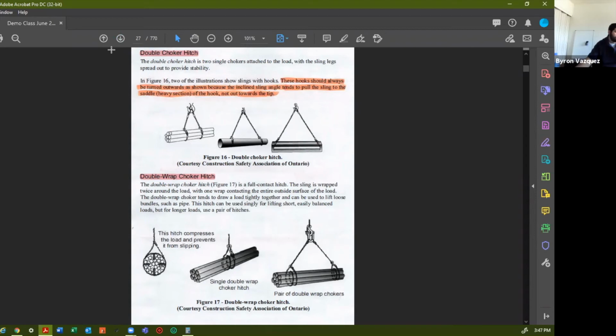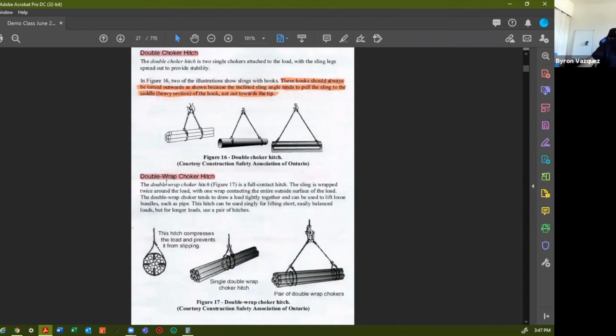Double choker hitch. So we looked at the single choker. This is a double choker. And these just basically tighten as the load lifts. So it chokes whatever your load is, it just holds it down. These hooks should always be turned outwards. As you can see, there's some hooks. You're going to want to turn them outwards as shown, because the declined sling angle tends to pull the sling to the saddle of the hook, not outward to the tip.